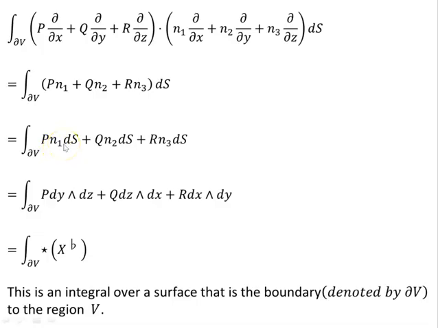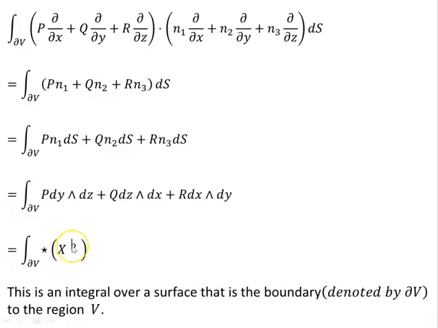And this n1, that's the component of the unit normal vector in the direction of x, times the surface element is just the same as p, the scalar, times dy wedged with dz. It gives us this. So this is our oriented surface element, dy wedged dz. And all of this is just the vector x flatted with the flat operator, and then the Hodge dual of that.